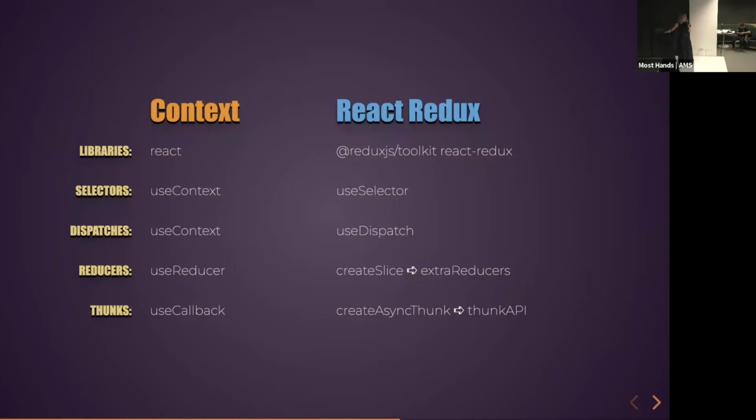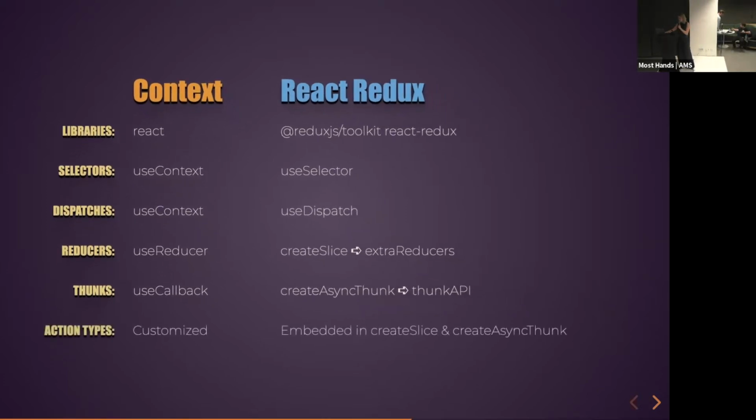Talking about thunks, the way we need to set up this in context is a little bit manual. We have to use hooks for this, or you can set it up yourself as well, but I've chosen to use the useCallback hook for this. React Redux, however, has its own built-in method, createAsyncThunk, which also gives us access to the thunk API. We're going to talk about this more in depth.